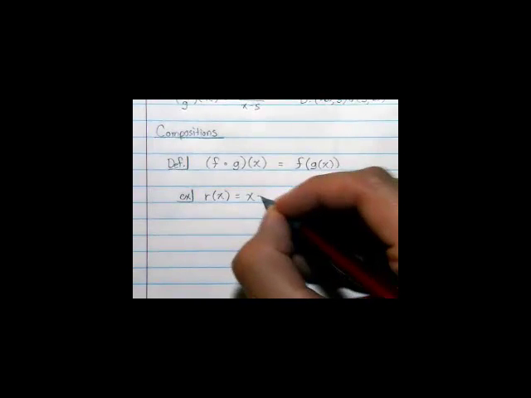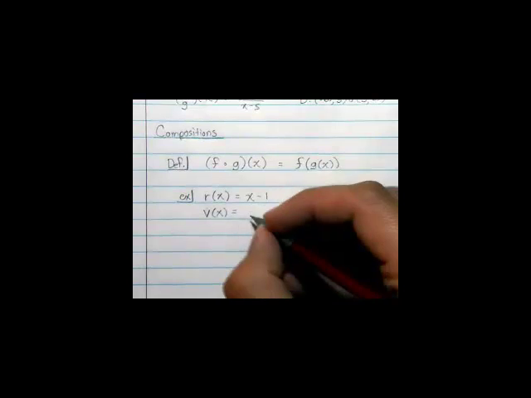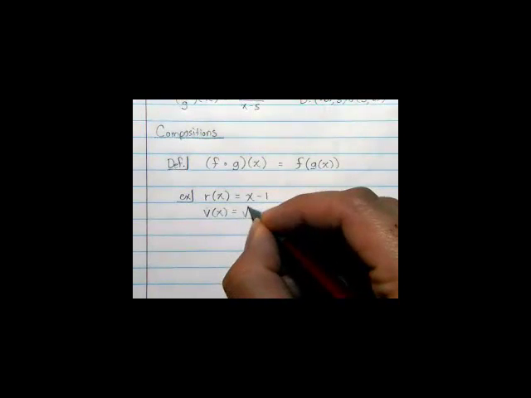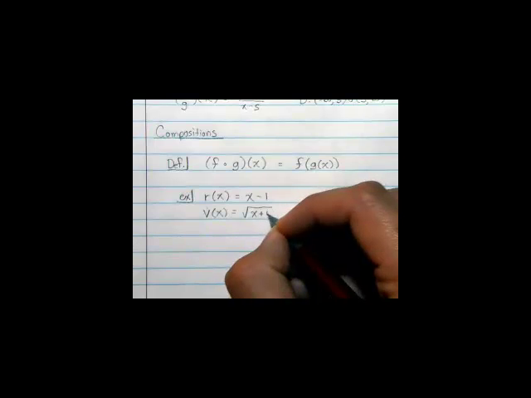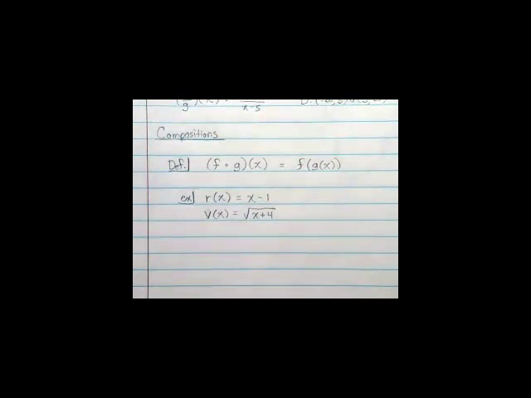All right, and it can go the other way too. g of f of x. You can do the same thing, but the notation works this way. Okay. So let's say we've got, and I'm going to use some different variables just to keep you guys honest here, r of x. And r of x is x minus 1, and maybe v of x is, I don't know, square root of x plus 4, let's say. Let's do some composition work with those two.